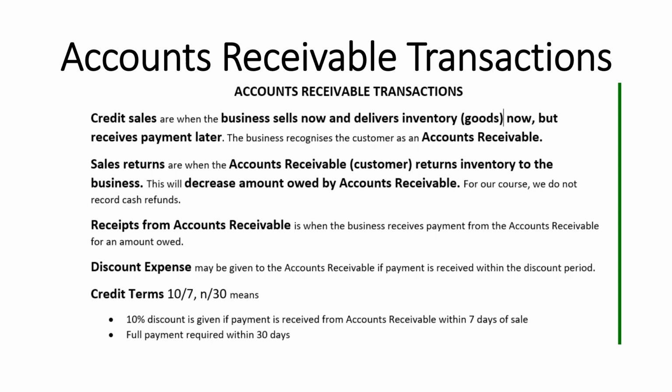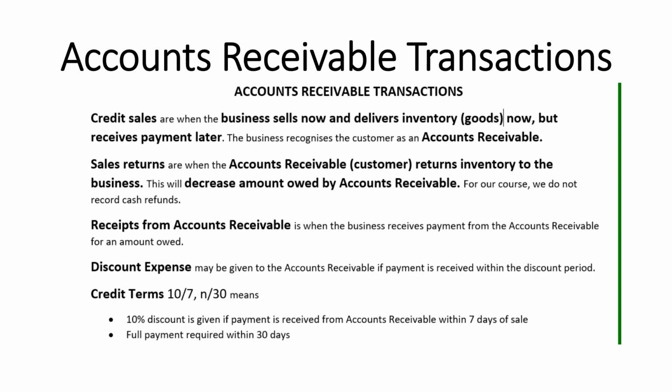Now we're going to look at accounts receivable transactions. Credit sales are when the business sells now and delivers inventory goods now, but receives payment later. The business recognizes the customer as an accounts receivable. Sales returns are when the accounts receivable, that is the customer, returns inventory to the business. This will decrease the amount owed by the accounts receivable. For our course, we do not record cash refunds.